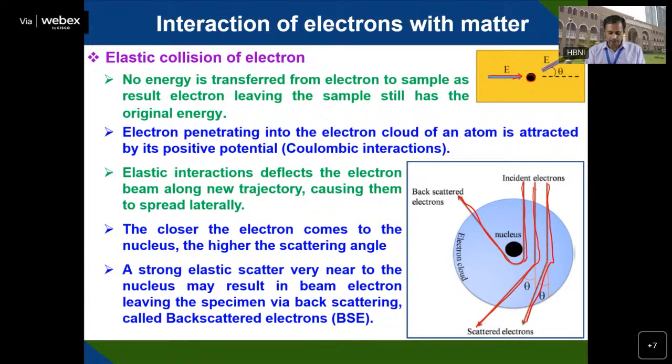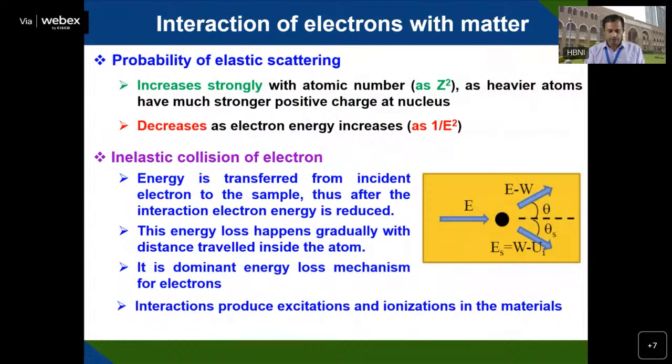A strong elastic scatter very near to the nucleus may result in a beam that completely returns back, which is called backscattered electrons. You can see the electron beam is coming back mostly, so it's called backscattered electrons. Similarly, the probability of elastic scattering depends upon the atomic number, that is Z squared. The heavier the atom, the stronger the positive charge of the nucleus, so the interaction will be quite high. It decreases as energy increases, proportional to 1 by E squared.